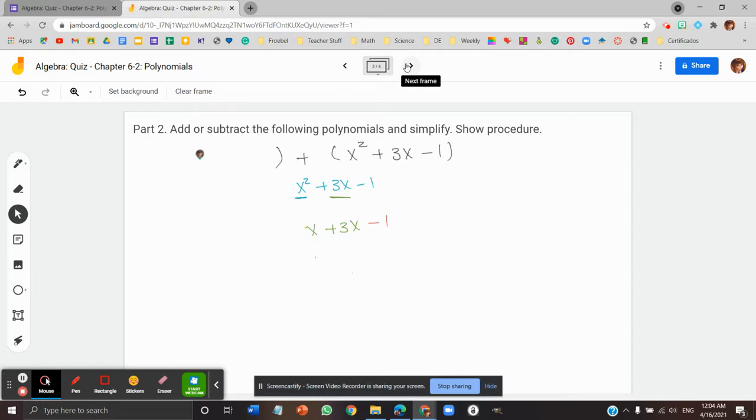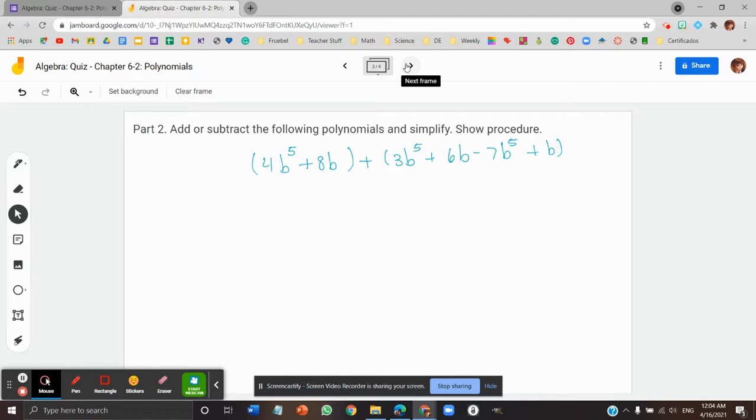What if you have something like this, a little bit more complicated, okay? 4b to the 5th plus 8b plus 3b to the 5th plus 6b minus 7b to the 5th plus b.